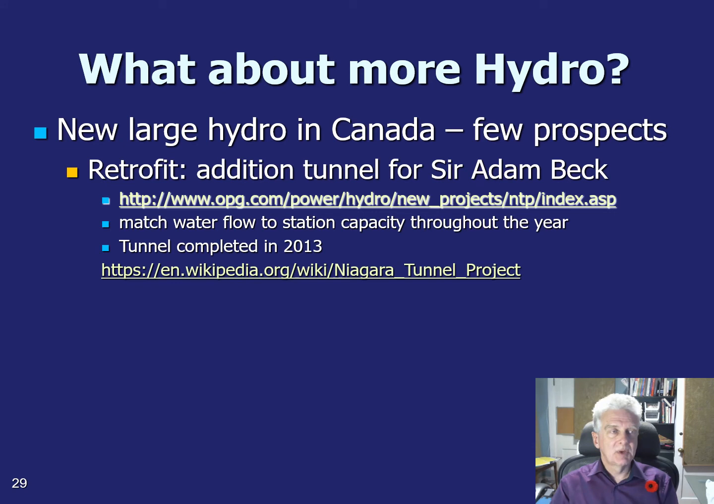So with few prospects for new large hydro across Canada, we can look at some activities that have taken place lately. There's been a big retrofit done for the Sir Adam Beck generating station at Niagara Falls. OPG has a page describing that. It allows a lot more water flow to the station capacity throughout the year. They bored a big 12.7 meter tunnel. It was completed in 2013, and it's now in service. There's also a pretty good Wikipedia page about the project. And they're currently working on upgrading and replacing the generator turbines in Sir Adam Beck.